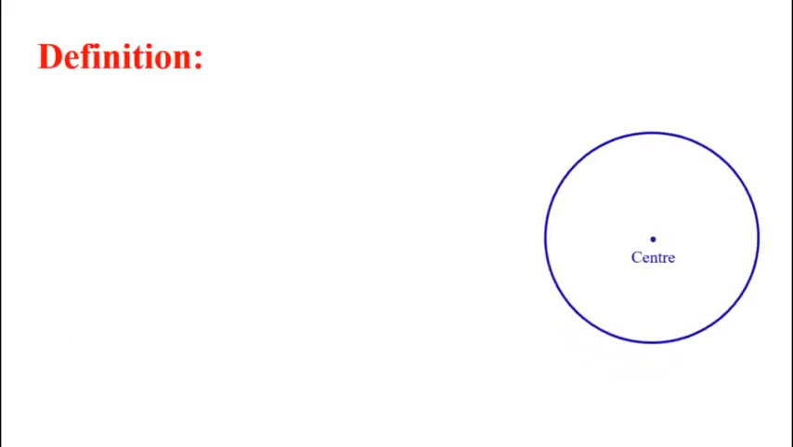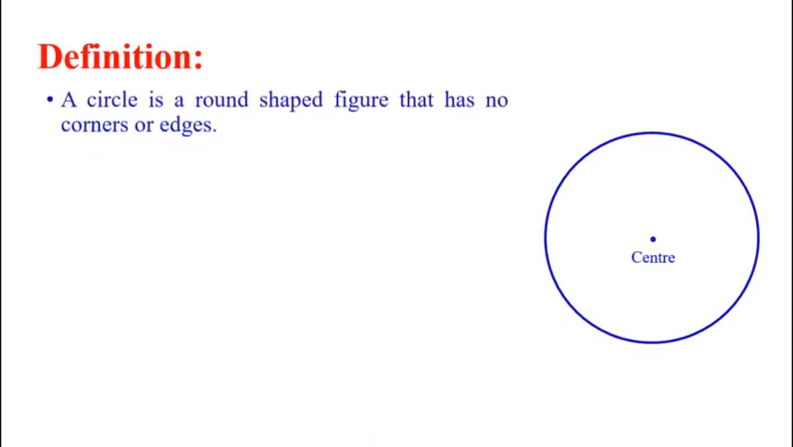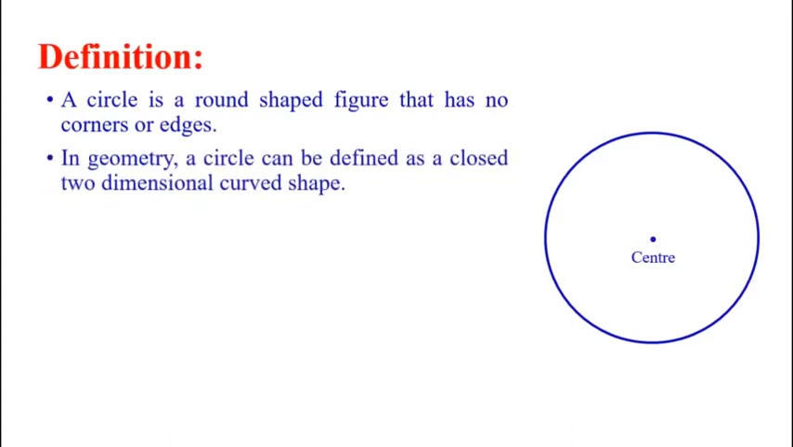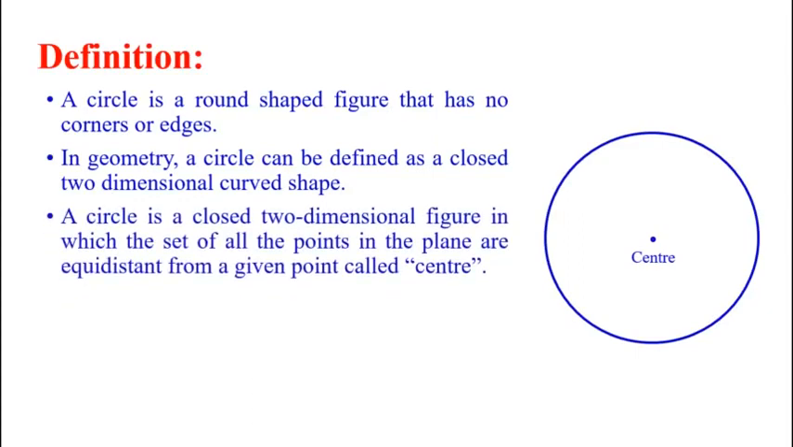Then the definition. A circle is a round shaped figure that has no corners or edges. In geometry, a circle can be defined as a closed two-dimensional curved shape. A circle is a closed two-dimensional figure in which the set of all the points in the plane are equidistant from a given point called the center.